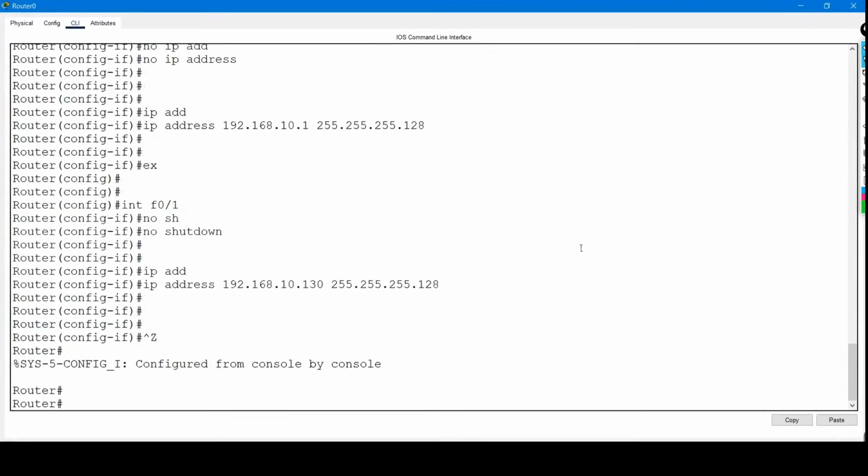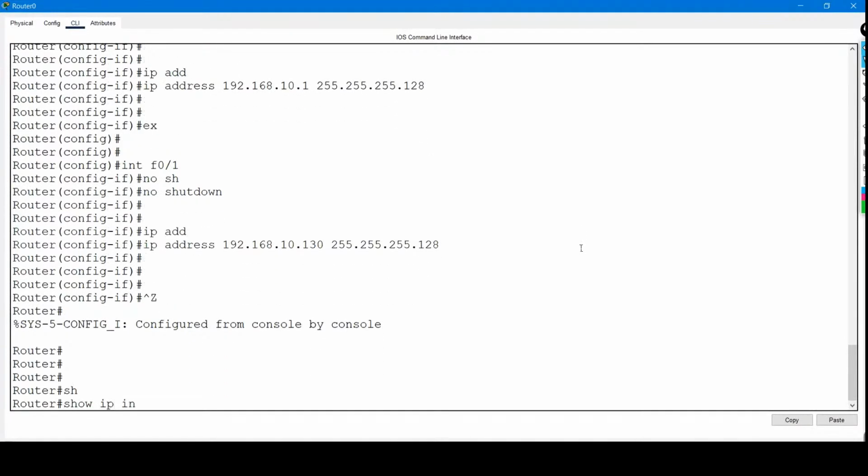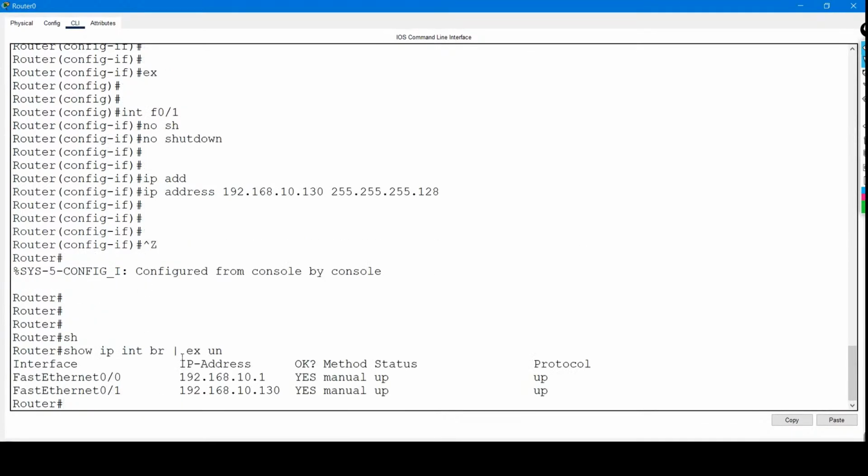And here you can check it. show ip interface brief, exclude unassigned. See, on F0/0 I am running this IP address, and on F0/1 I am running this IP address, right? Both IP addresses belong to different networks, because I am running the IP addresses with /25.